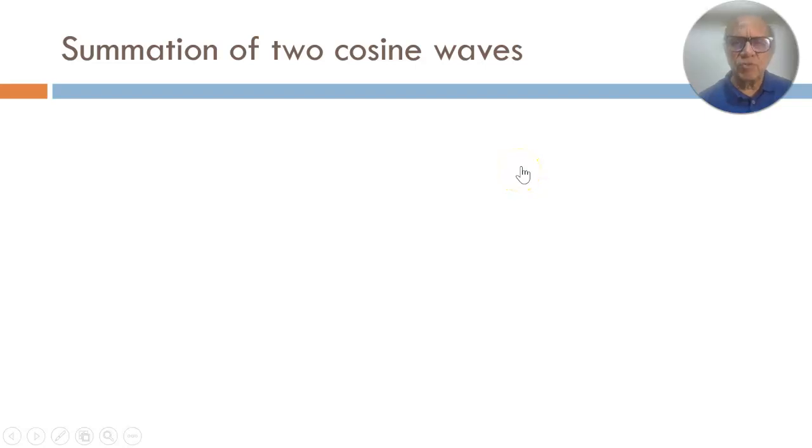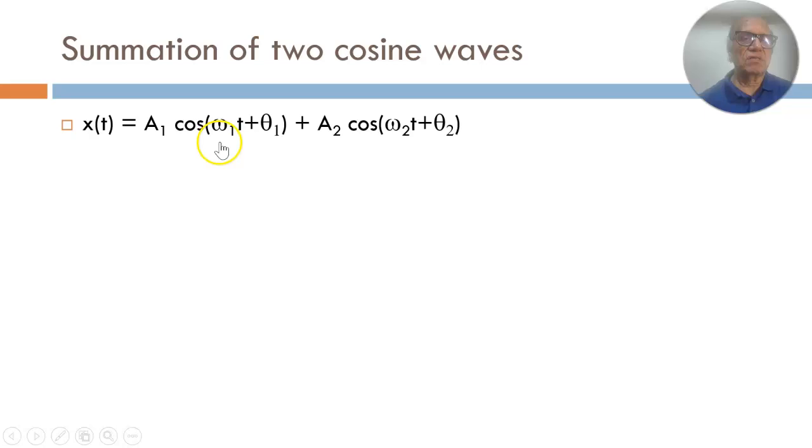Let us consider a slightly more complicated signal, which is addition of two cosine waves. So you have a1 cos(omega 1 t plus theta 1) plus a2 cos(omega 2 t plus theta 2). It is clear simply by inspection of this equation that there are two frequency components, omega 1 and omega 2. If you sketch the amplitude spectrum, you will get two lines. At omega 1 you will get a1, at omega 2 you will get a2. Similarly for the phase spectrum, you will get two lines. At omega 1 you will get theta 1, and at omega 2 you will get theta 2.